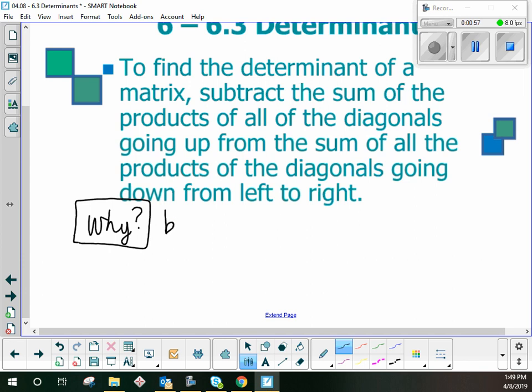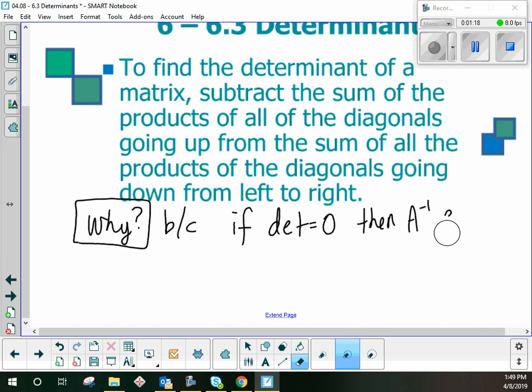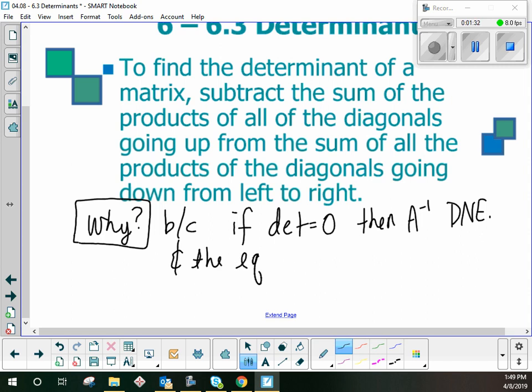Why we're learning about determinants is because if the determinant equals 0, after we do the math, which I will explain to you in just a bit, then the inverse of the matrix, A negative 1, the inverse of A, does not exist. DNE, does not exist. And therefore the equation AX equals B can't be solved.